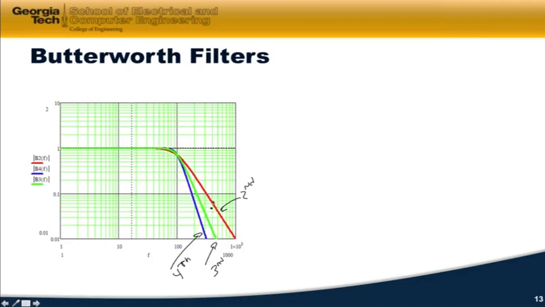As we increase the order, the steepness of the asymptote in the stop band increases. A slope of -2 decades per decade, a slope of -3 decades per decade, and a slope of -4 decades per decade. So as we increase the order of this filter, the filter is becoming more like an ideal brick wall filter.